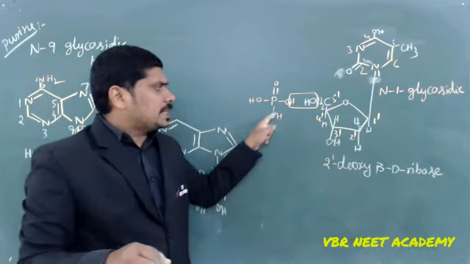Because of this phosphoester bond, what is formed here is called a nucleotide, or nucleotide monophosphate. If you add one more phosphate, it's called a nucleotide diphosphate. One more is called a nucleotide triphosphate. Like this, we give the nucleotide formation. Now we'll see how a nucleotide is going to form a bond with one more nucleotide.